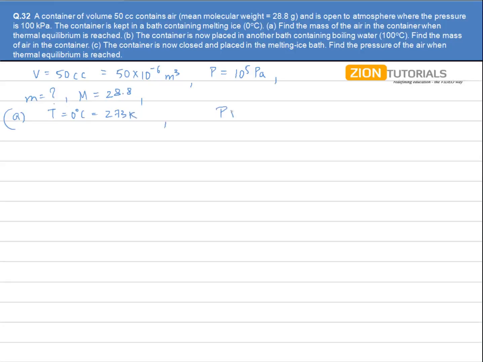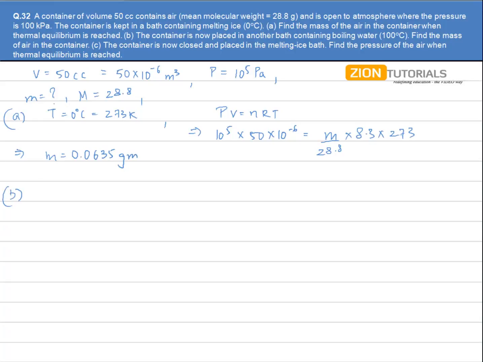So if I apply PV equal to nRT, I can say that 10 raised to the power of 5 into 50 into 10 raised to the power of minus 6 will be equal to the number of moles. n is what? m divided by molecular mass, which is 28.8, into R, which is 8.3, into the temperature, 273, right? So basically, if you solve this equation, you'll get the value of m as 0.0635 grams. So this is fairly simple, right? Let us move on to the next part.